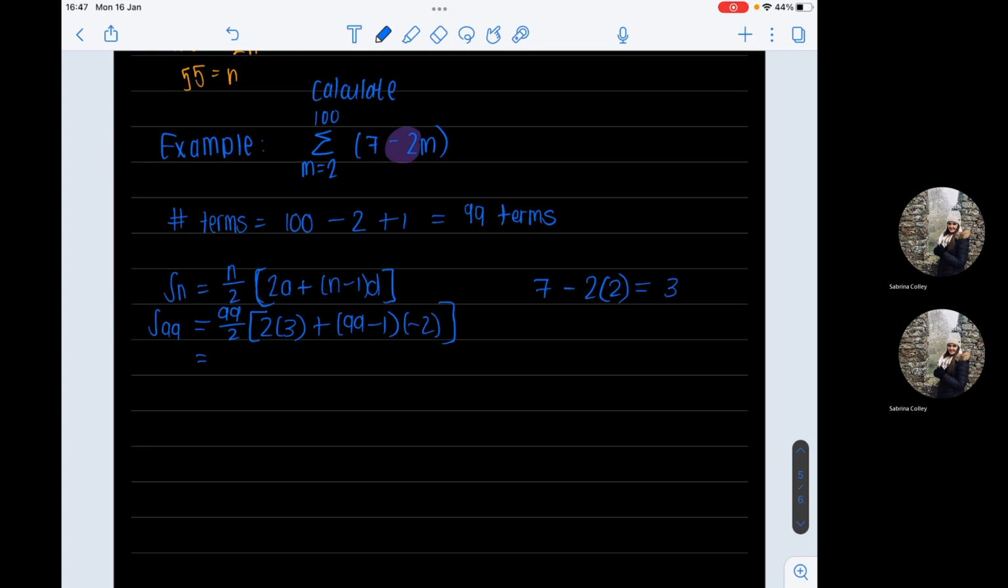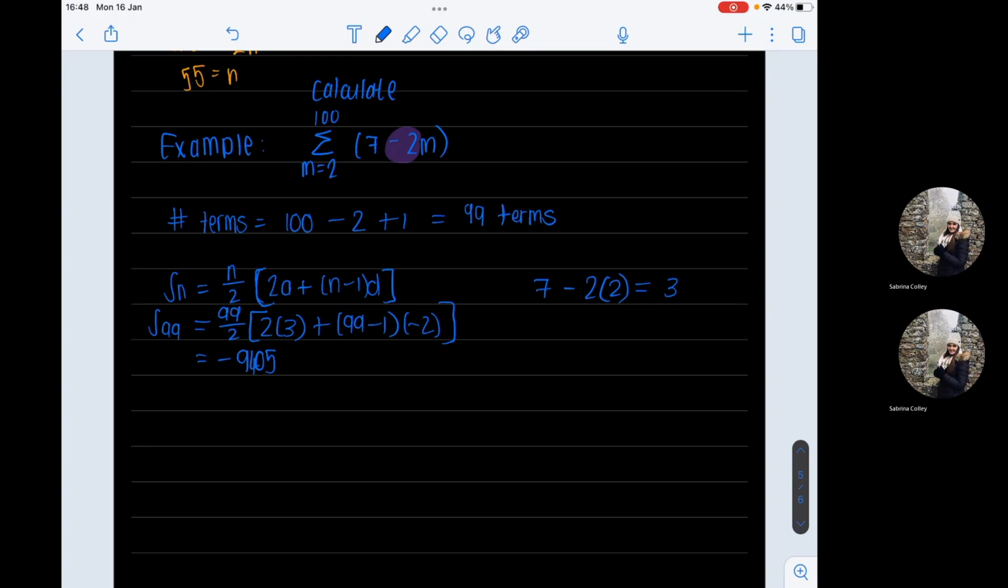All right, and I'd work it out and I'd get negative 9,405. Okay, and now you're probably saying, well, we can find the last term as well. We can find the first and we can find the last one and use the other formula.